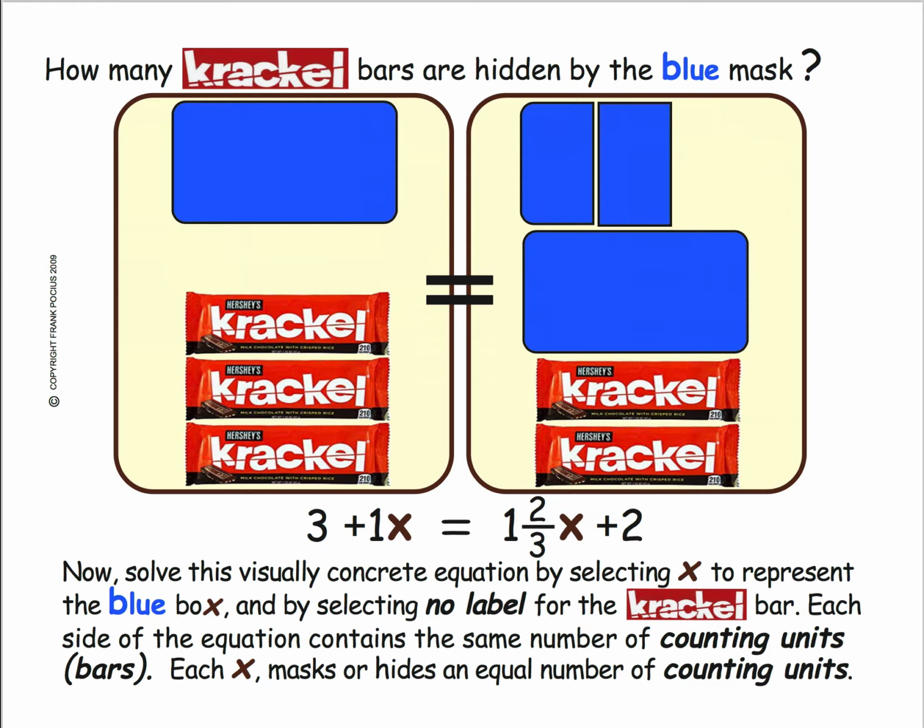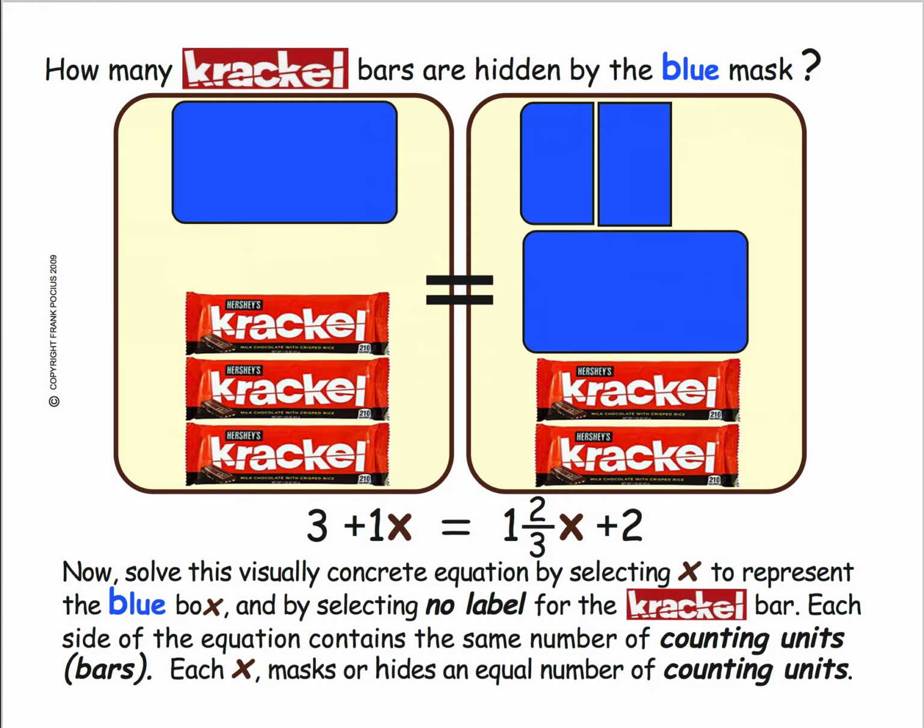Now solve this visually concrete equation by selecting X to represent the blue box and by selecting no label for the crackle bar. Each side of the equation contains the same number of counting units. That's crackle bars. Each X masks or hides an equal number of counting units.